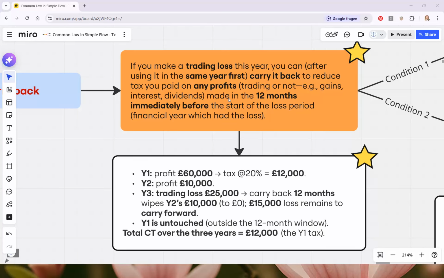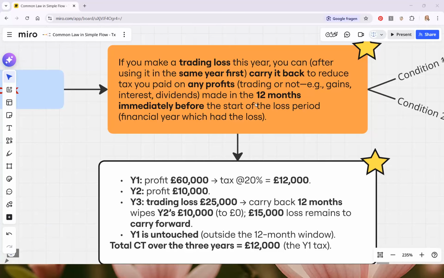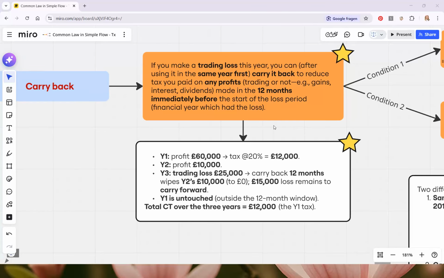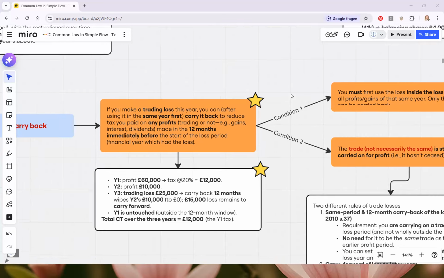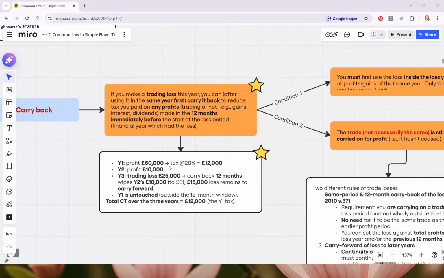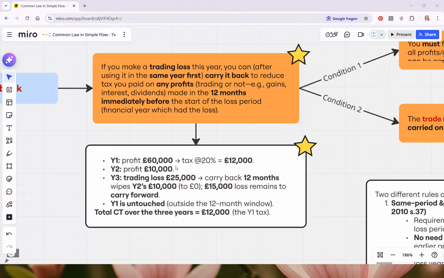For example, gains, interest, dividends made in the 12 months immediately before the start of the financial year which had the loss. So let's see an example and we will discuss the conditions separately. In year 1, your profit is 60,000. The tax is 20%, so 12,000.